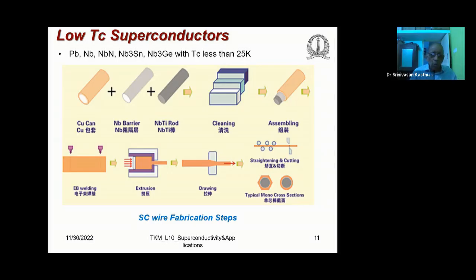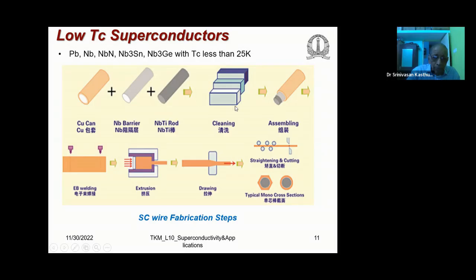Okay, so what is the methodology? First you have a copper can, inside which you have a niobium barrier, inside which you put a niobium titanium rod. So these things go one into the other. This is the outermost one, this is the next one, this is the next one inside. Now you make a billet, the total item, which looks something like this.